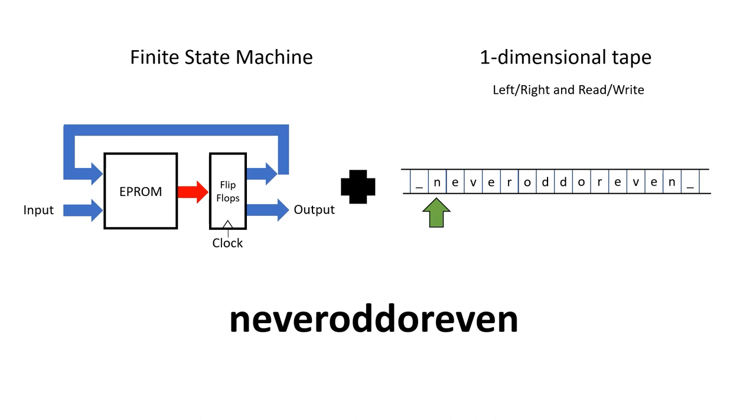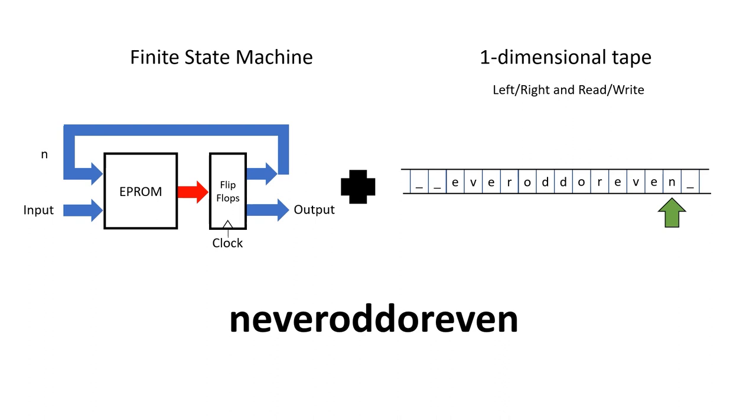What if our memory is a one-dimensional tape, where we can only move one box left or one box right at a time? But we can read whatever's in the box, and if we want to, we can erase it and write something else. So here we have never odd or even. We start at the left, see the N, cross it off, then go to the other end and see if there's an N there as well.